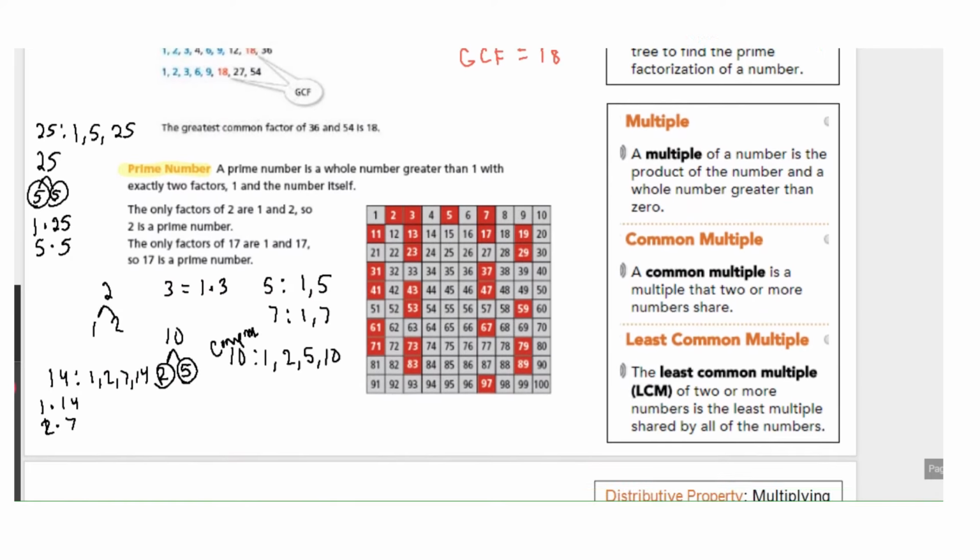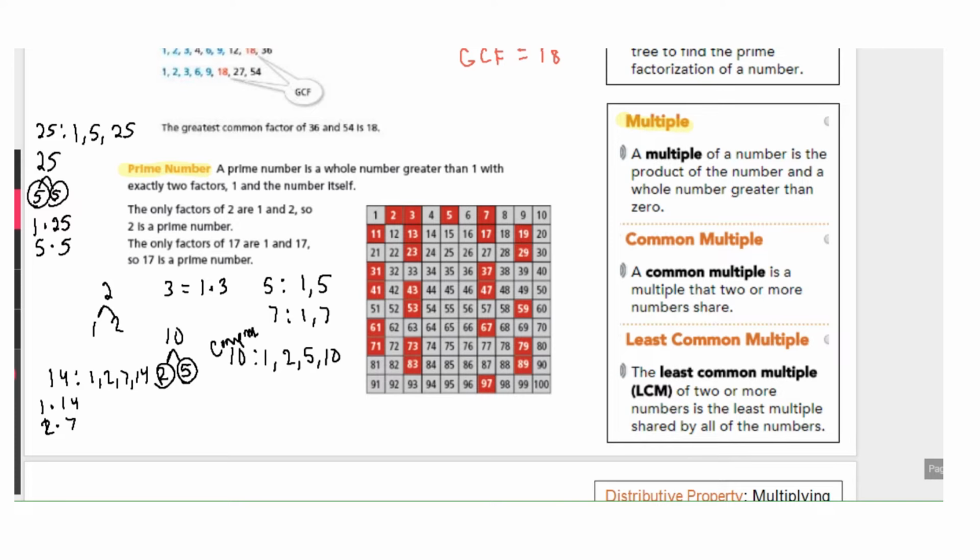The next vocabulary words, multiples. So get your highlighter. What is a multiple? Remember, in order to get the multiples, you have to multiply. A multiple of a number is the product of a number and a whole number greater than 0. Okay, in order to get the multiples, you have to multiply.